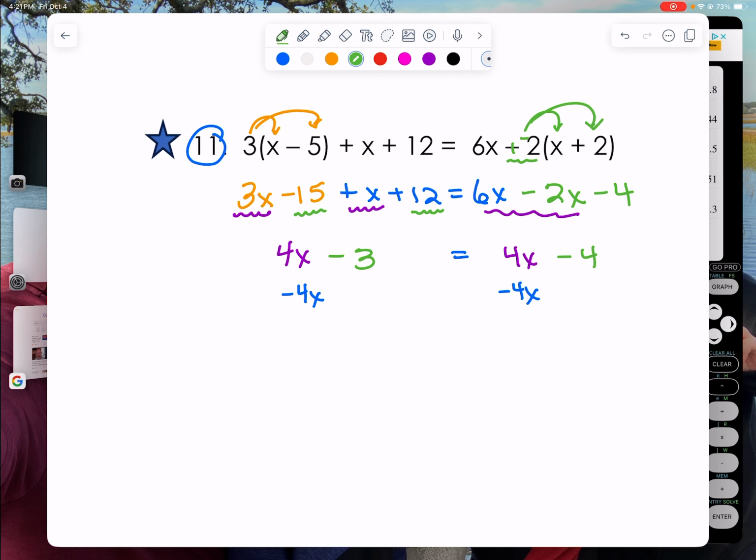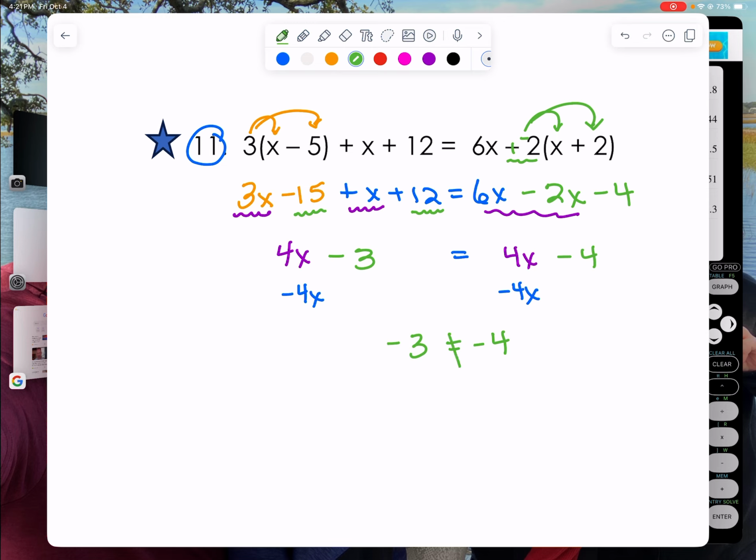Do you notice that all my x's disappeared? So that all I have left is minus 3 equals minus 4? Well, what does that tell me? Well, first, here's my question. Does negative 3 equal negative 4? If you owe somebody $4, can you say, no, I just owe you 3? No, they're not the same.